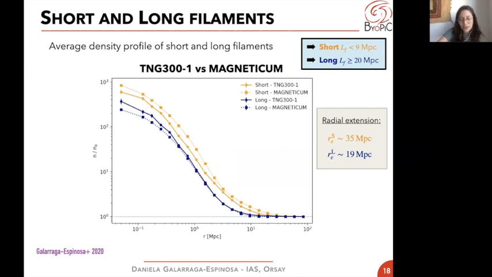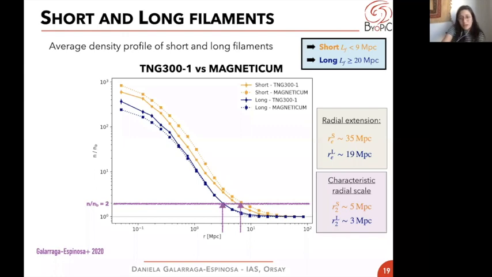So first, the radial extension. It's basically the radius for which the density reaches the background density. Yes, the radial extension is higher for short filaments than for long filaments. It's almost twice the value. And I computed an R2 radius, which is the radius for which the density is twice the value of the background. And the same trend was observed.